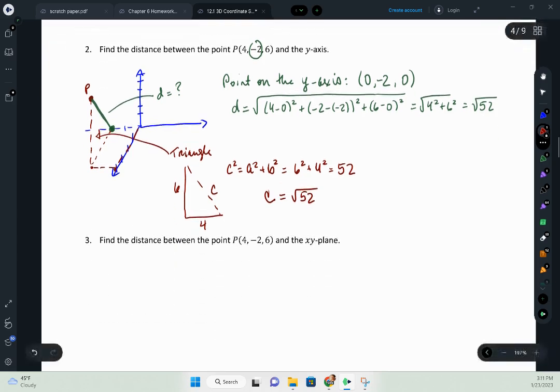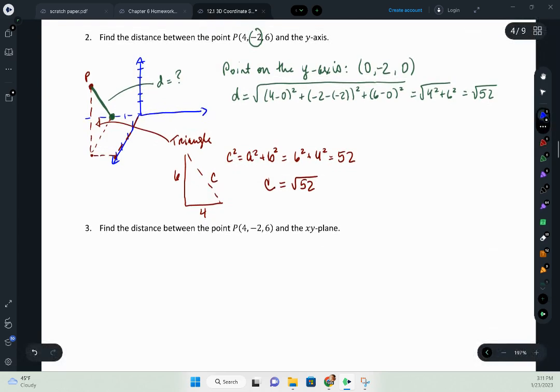All right, next one, we're supposed to find the distance between the point 4, -2, 6, and the xy plane. So if we go back to our picture up above, that point P is just in space. It's just like a dot hanging out in the middle of space. And I want to know how far is it basically from the floor? You could even think of it as a little tiny ball that you're holding up in the middle of space and you drop it. How far is it going to travel until it hits the floor?